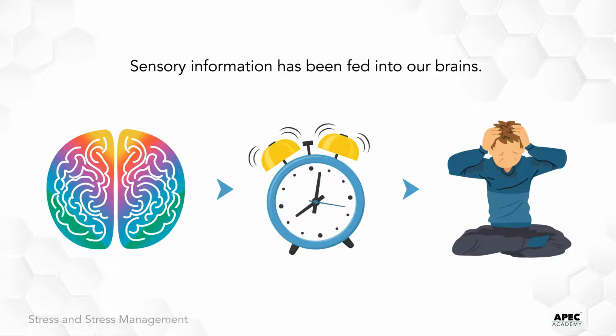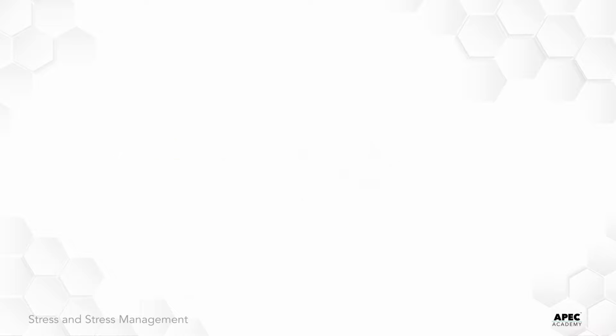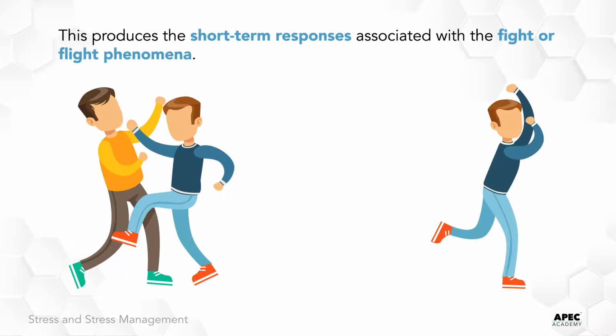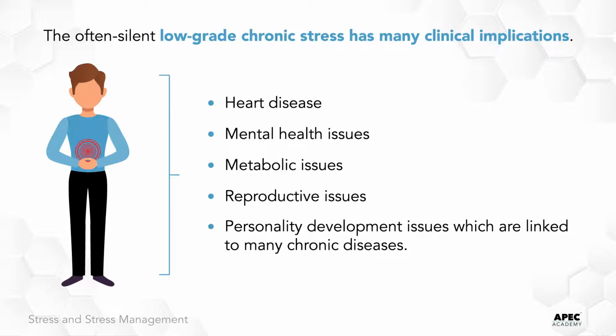So, if a situation is sensed as a stressful one, it means sensory information has been fed into our brains and cross-checked with our memories, which signals an alarm, and we get a cascade of physiological changes. The hypothalamus in the base of the brain is activated, which oversees the pituitary gland and the adrenal medulla. This produces the short-term responses associated with the fight-or-flight phenomena, which include increased heart rate, increased blood pressure, the release of hormones to mobilize energy into the body, a decrease in immunity, and a shunt of blood into the working muscles.